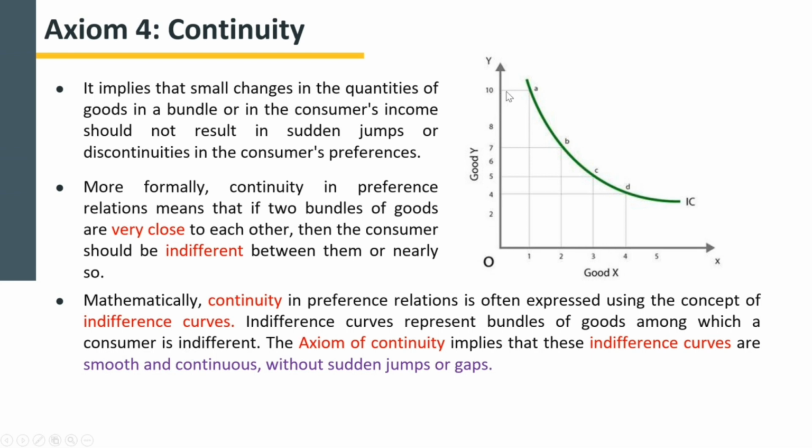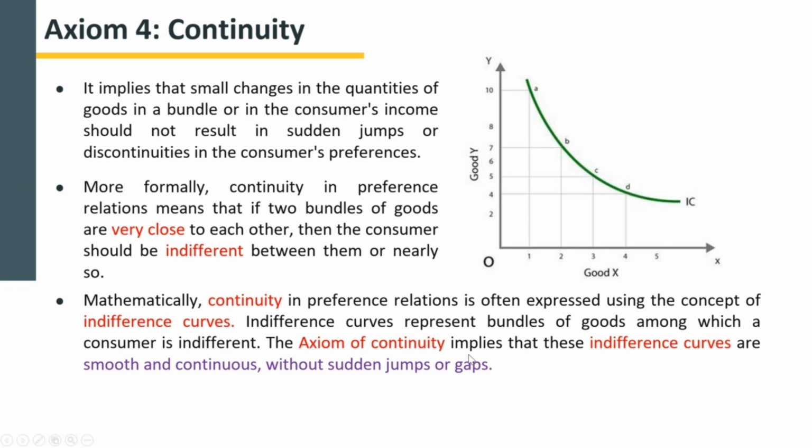This is indifference curve, this green line. An indifference curve represents bundles of goods among which a consumer is indifferent. So in this indifference curve, different combinations of goods and services, or different bundles of goods and services, for example, A, B, C, D, are indifferent for a consumer.